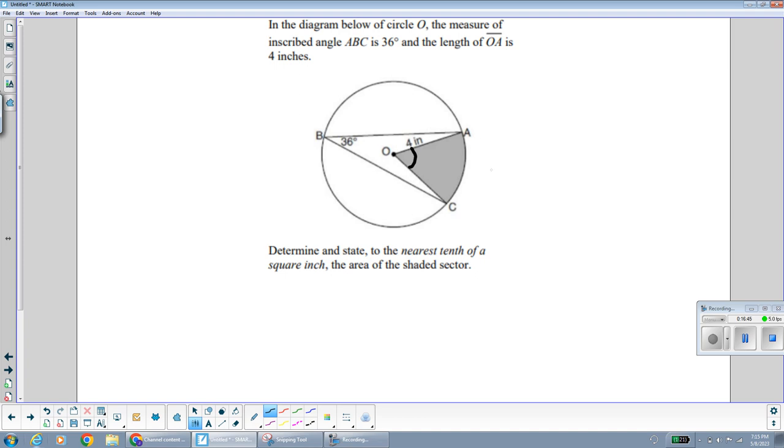So that means arc AC would be 72 degrees. And remember, central angles are equal to their intercepted arcs. So there we have 72 degrees.